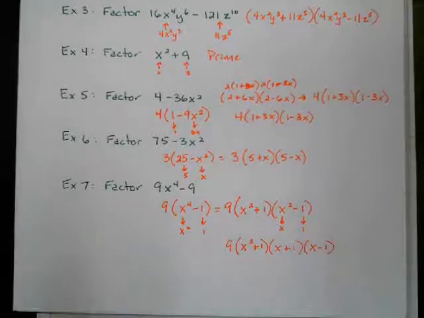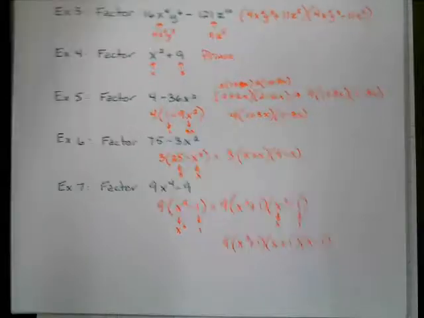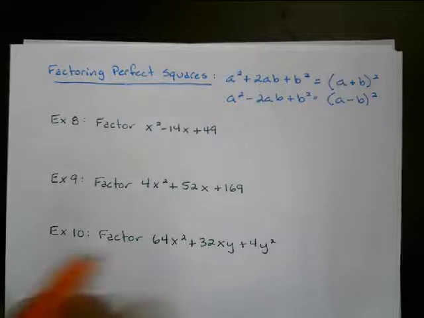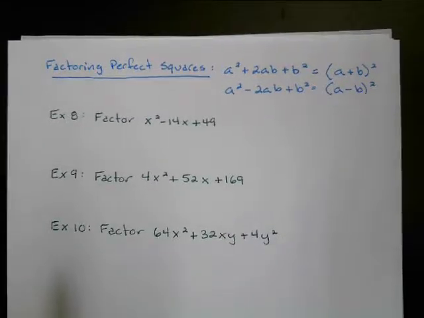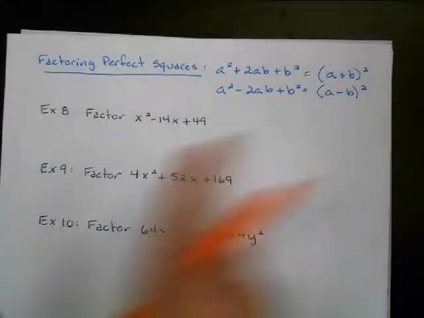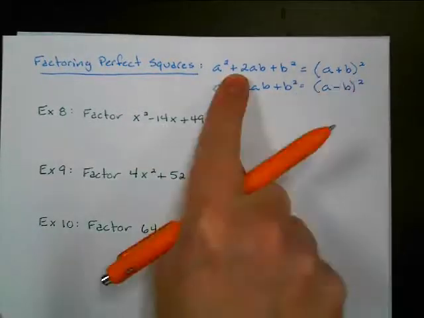All right, so that method, the difference of 2 squares, you have to know it. The next one, you don't really have to know it, but it makes the problems go faster sometimes. So we talked about the factoring of perfect squares when we had a plus b squared or a minus b squared. And we did it going the other direction last week. Now we're going to go forward.